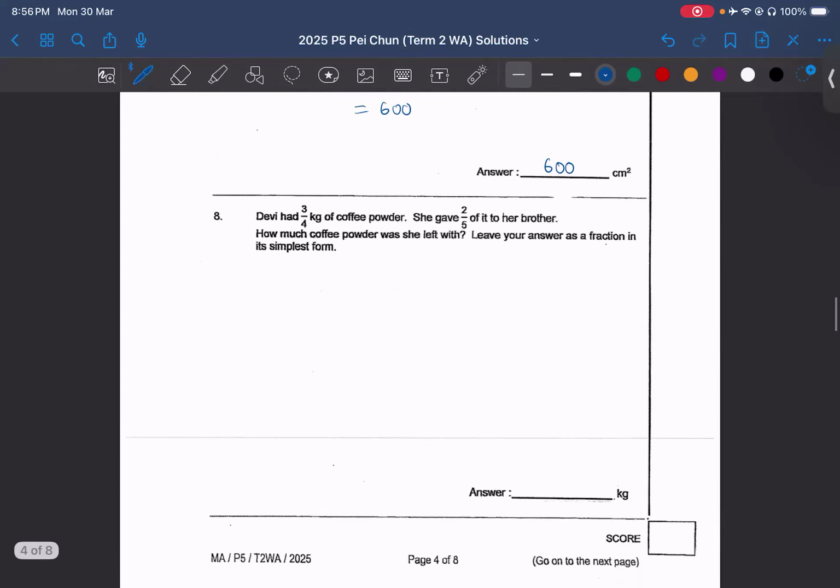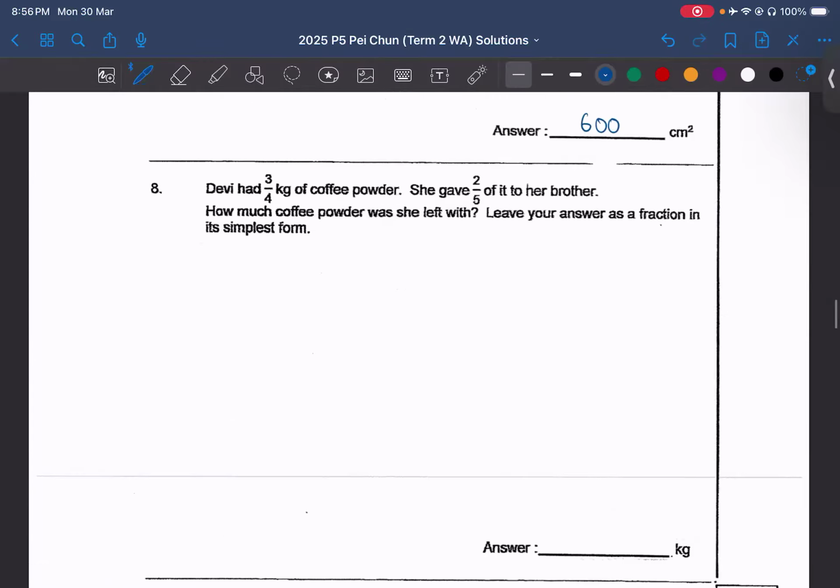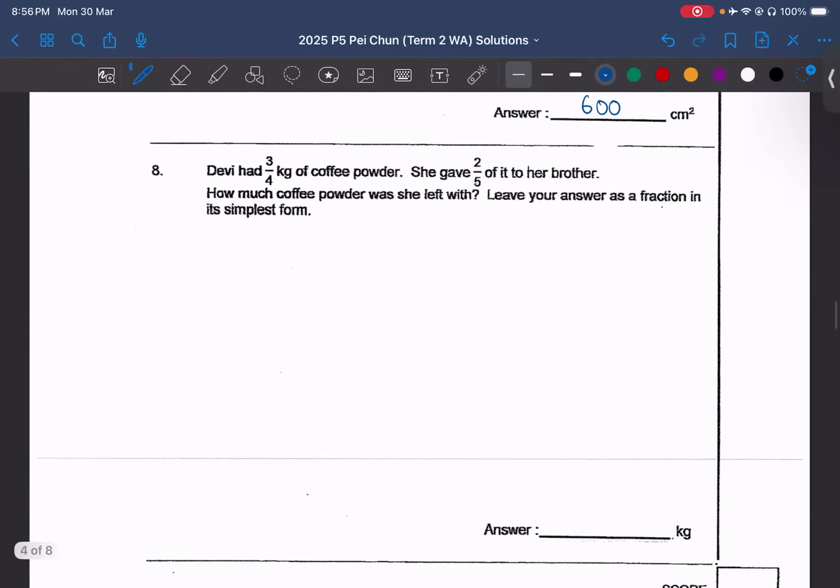Okay, question 8. Devi had 3/4 kg of coffee powder. She gave 2/5 of it to her brother. How much coffee powder was she left with? Give your answer as a fraction in its simplest form. So we know the total. It is 3/4 kg of coffee powder.